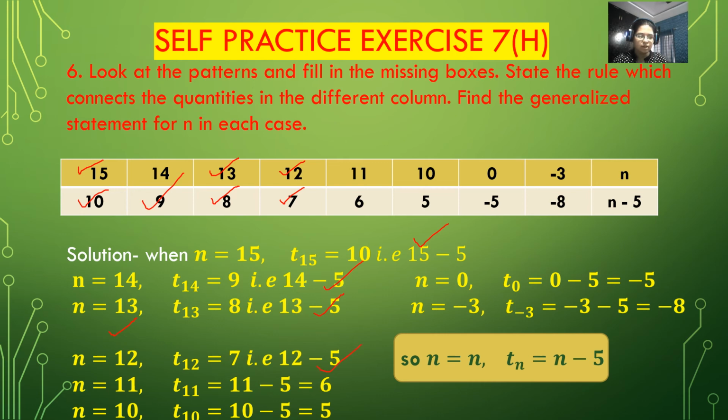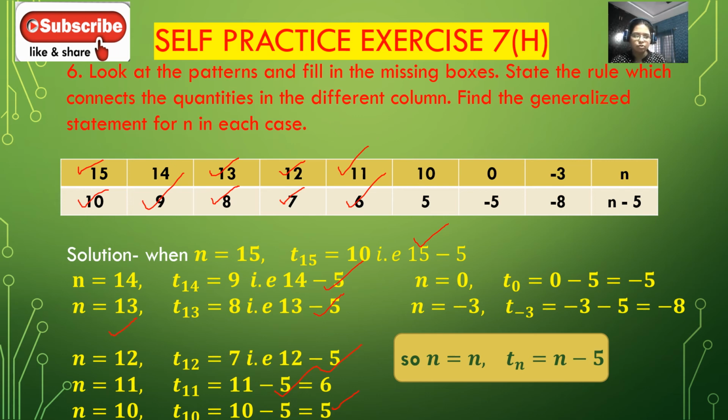When n is 11, 11 minus 5 is 6. T11 will be 11 minus 5, that is 6. When n is 10, T10 will be 10 minus 5 is 5. Given T10 will be 5. When n is 0, T0 will be, from this sequence we get n equal to 0, then 0 minus 5. 0 minus 5 is minus 5. T0 will be minus 5.